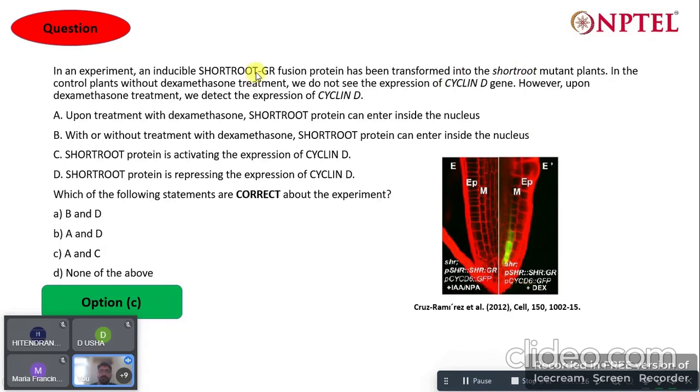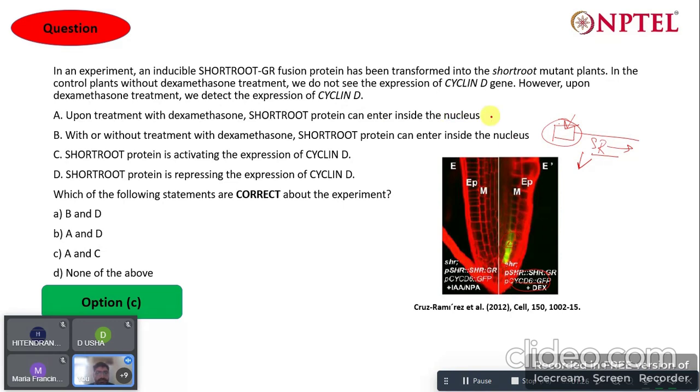So what happens is we are using a GR fusion short root protein. The short root protein is under the influence of a promoter that activates only when dexamethasone is present. So when we add dexamethasone, short root protein will express and will enter into the nucleus, and it's also a transcription factor, so it helps in the expression of cyclin D gene. That is explained in the figure given below, because cyclin D is expressed with the GFP. So it's a translation fusion here, cyclin D with the GFP, expressed with the green color.